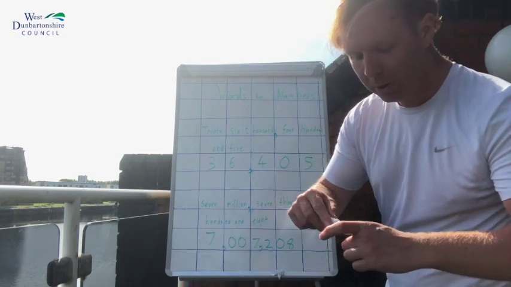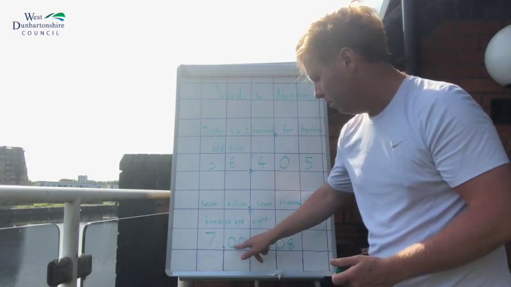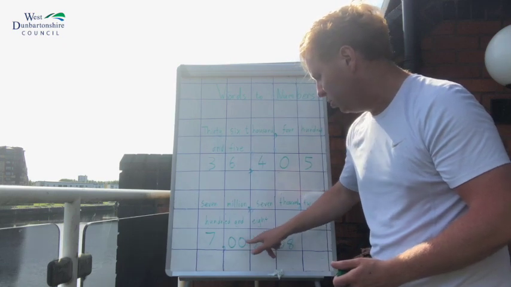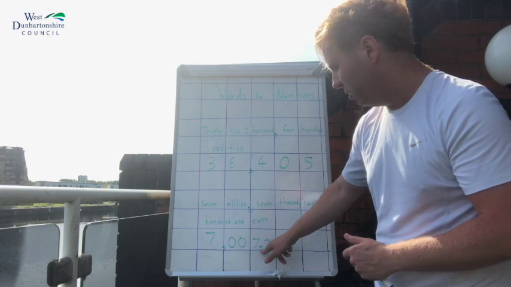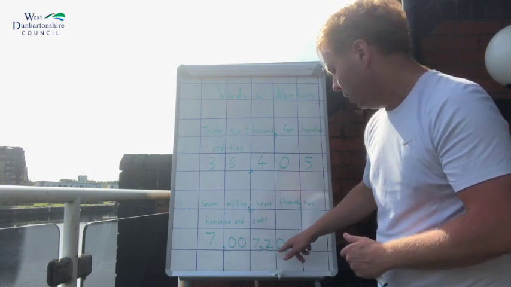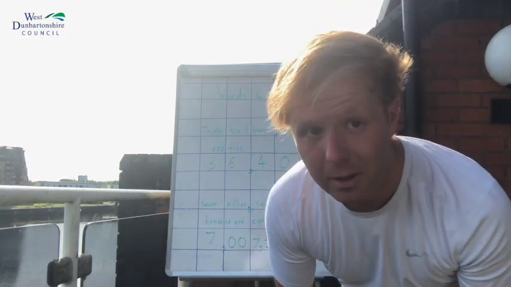I'm going to read it again, always double check, just to be sure. 7 million. 7 in my thousands column, because I had no hundreds of thousands, tens of thousands. I've got my 1,000 comma, just as a little reminder. 200, no tens, and 8. And guys, it's as simple as that.